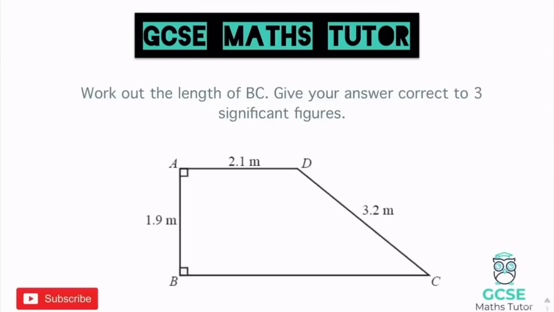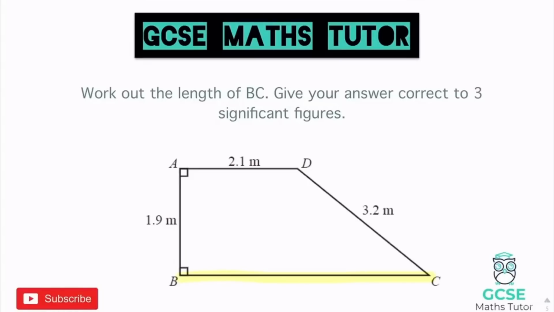Okay, so this question says work out the length of BC. Let's just identify that there. So the length BC is this length across here. And it says give your answer correct to 3 significant figures. Now straight away it doesn't actually stand out that you definitely need to use Pythagoras for this, but we are working out lengths, and Pythagoras is one of the skills we have to work out lengths in different shapes. Obviously only when it comes to right angled triangles, but if we can find a right angled triangle somewhere, we can apply Pythagoras to help us work it out.